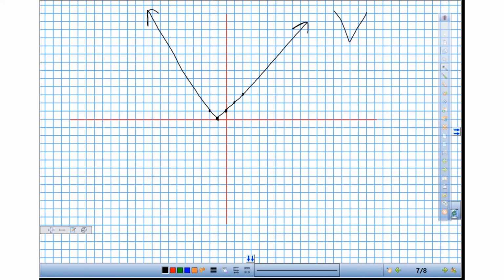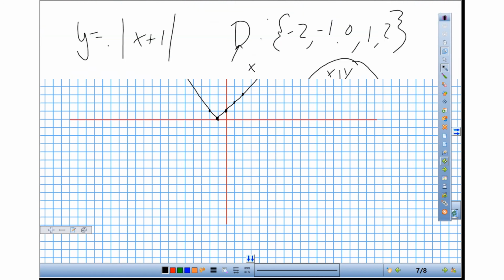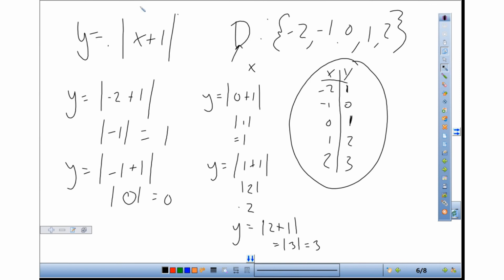So absolute values can move around on the graph too, but we have to understand that it's going to create V's every time. So anytime I have absolute value inside of my function, like this, it's going to create a V.